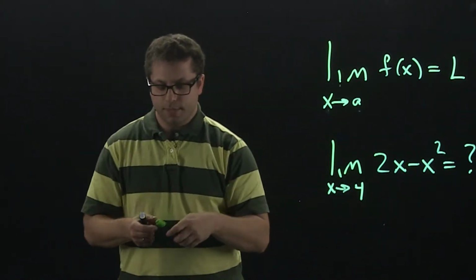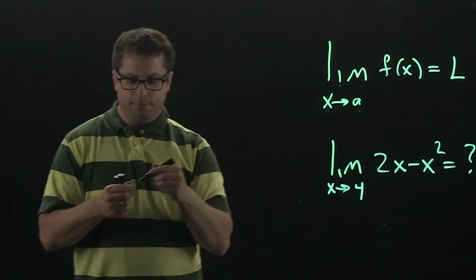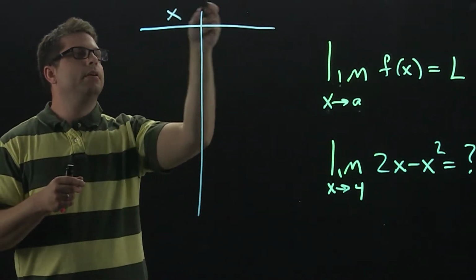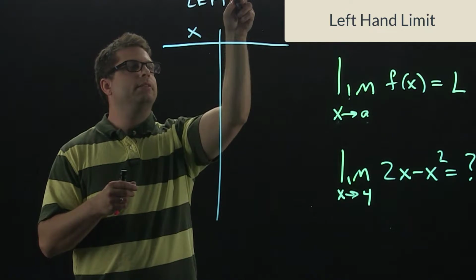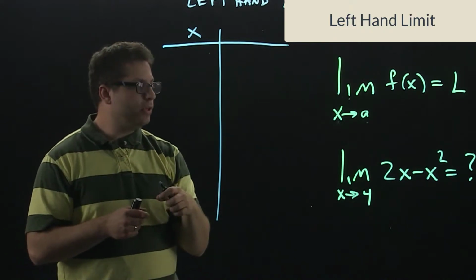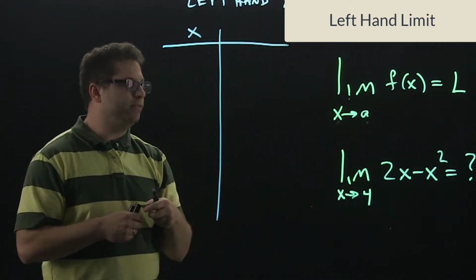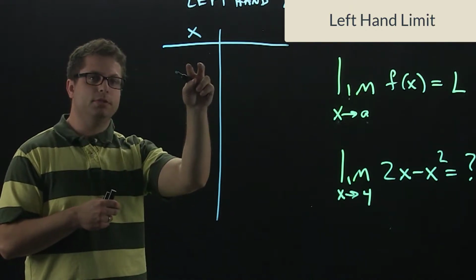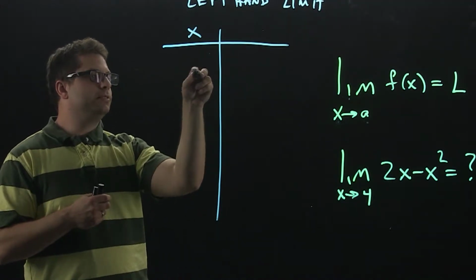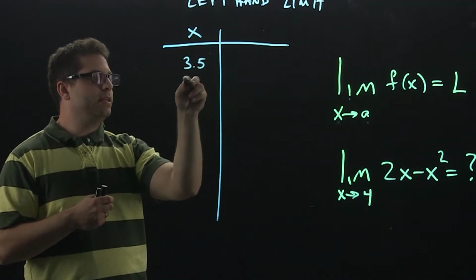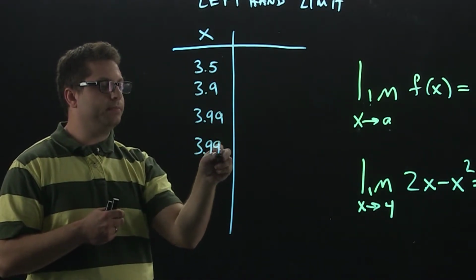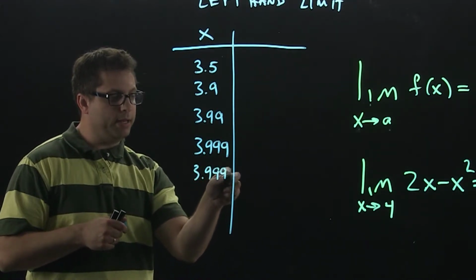So we're going to set up a table, and we're going to do it in 2 different tables. Let's start with what we call the left-hand limit. The left-hand limit would be selecting x values really close to 4, but to the left-hand side of 4. And as this table goes down, you want these numbers to get really close to 4, just not 4 yet. So we're going to choose, say, 3.5, and then 3.9, 3.99, 3.999, and so on. Let's do one more, 3.9999.